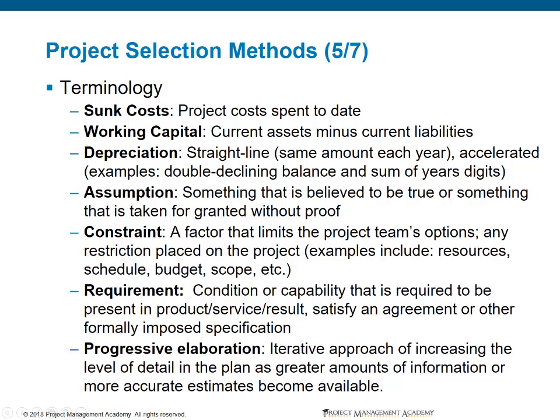A constraint is some type of a factor that limits our options. It's any restriction that's placed on the project. So it could be resources, schedule, budget, or scope. At an absolute minimum, all projects have the three constraints of schedule, budget, and scope.